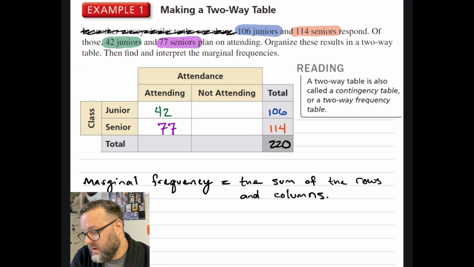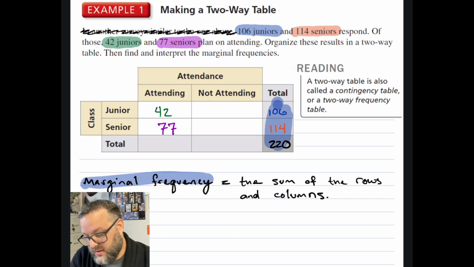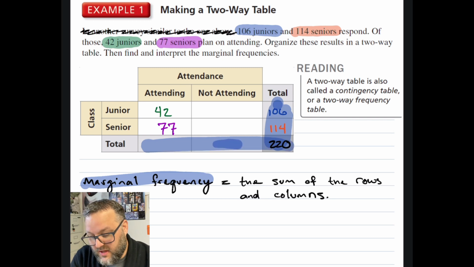So a two-way table is the idea that we're comparing two things. We've got to be able to look at the margins, and that's really the marginal frequency. To give you an example of what a marginal frequency is, anything that is the sum of the columns or rows is a marginal frequency. So if we add the columns, we get 220. If we add the rows, we also get 220.